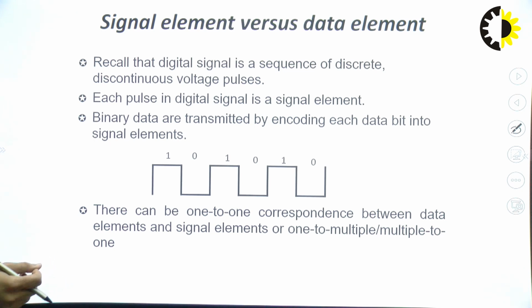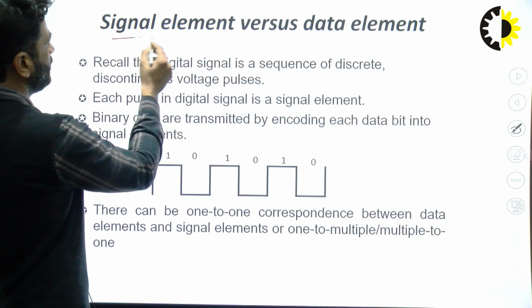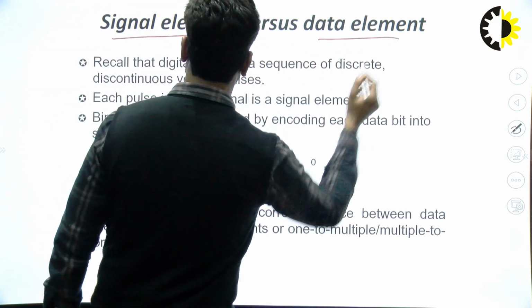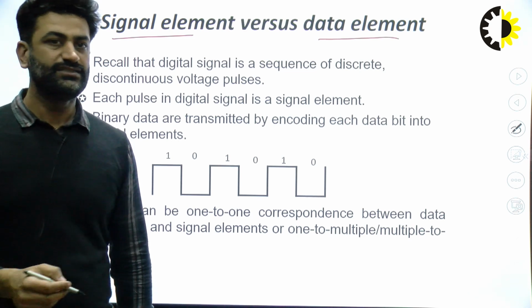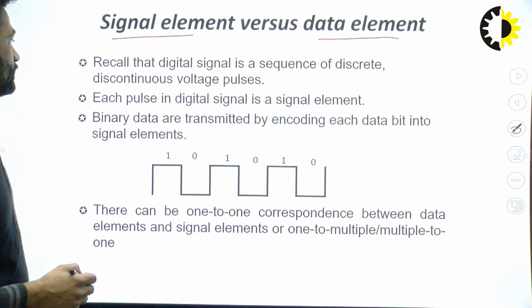Now, some important characteristics of line coding: signal element versus data element. What is a signal element? Recall the digital signal is a sequence of discrete, discontinuous voltage pulses.